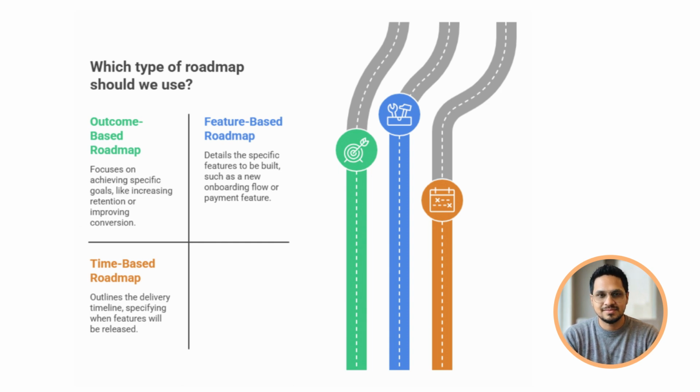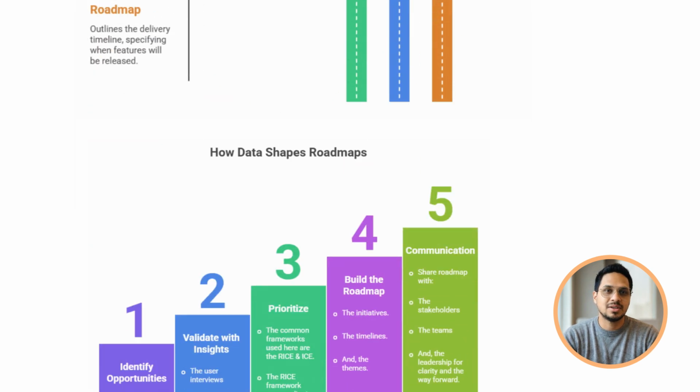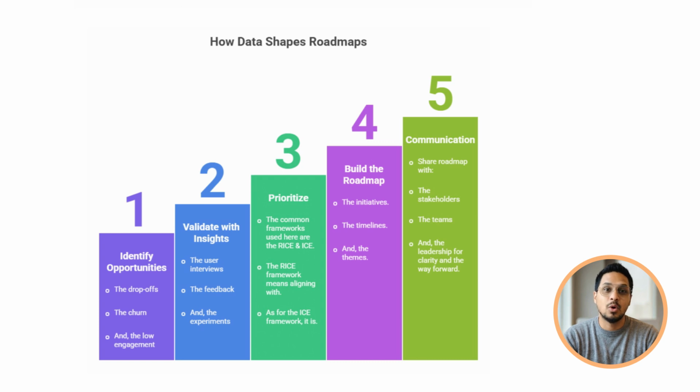And number 3 is the time-based roadmap. It focuses on when things will be delivered, for example, Q2 or maybe Q3. Remember, the best teams always prefer outcome-based roadmaps. Now, let's talk about how data shapes roadmaps.